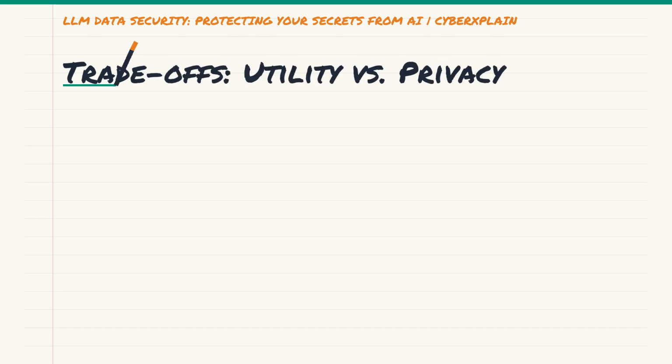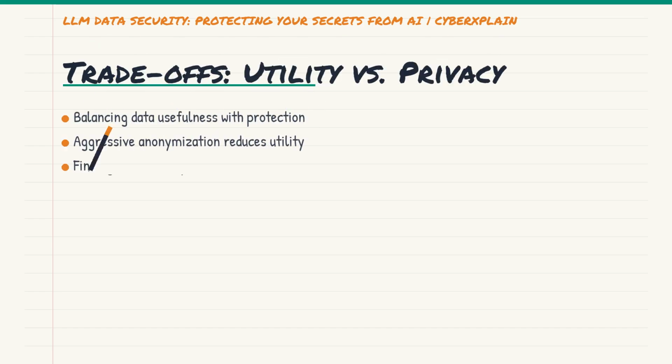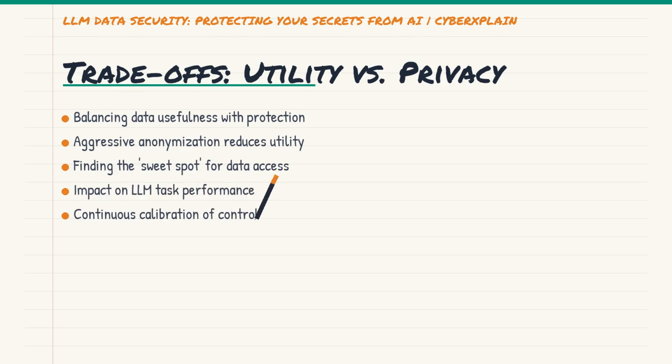This is where the balancing act comes in. When you anonymize or pseudonymize data, you are always making a trade-off between data utility and privacy. The more aggressively you anonymize, the safer the data becomes, but it might lose some of its usefulness. If we redact too much from our customer document, the LLM might struggle to summarize it effectively because it lacks context. We need to find that sweet spot where the data is sufficiently private for its intended use case, while still retaining enough information for the LLM to perform its task accurately.